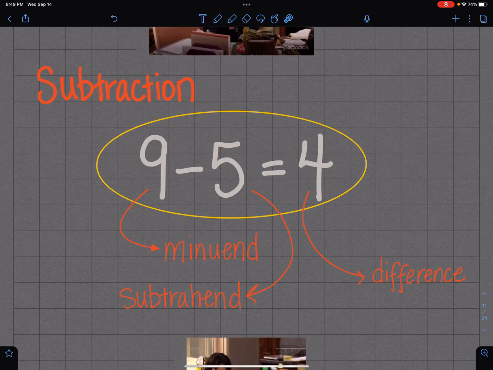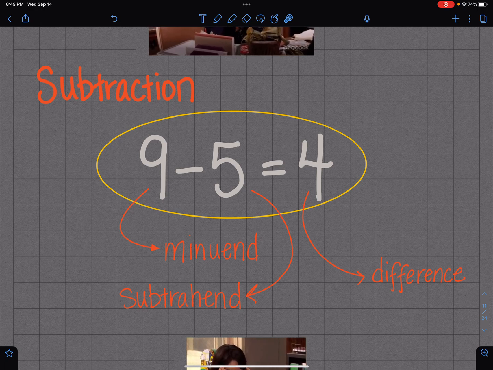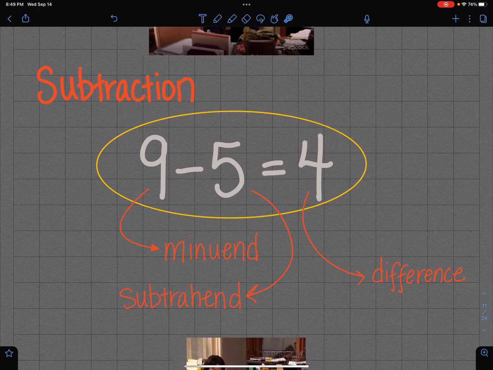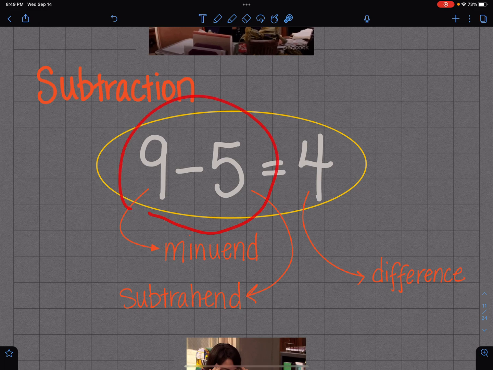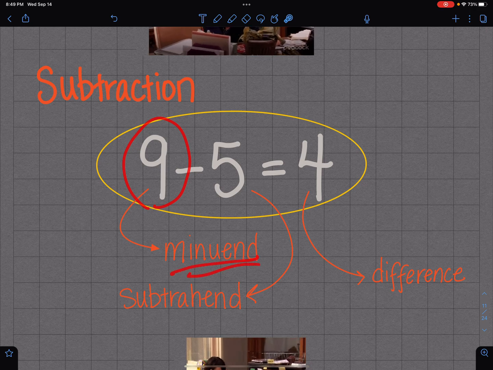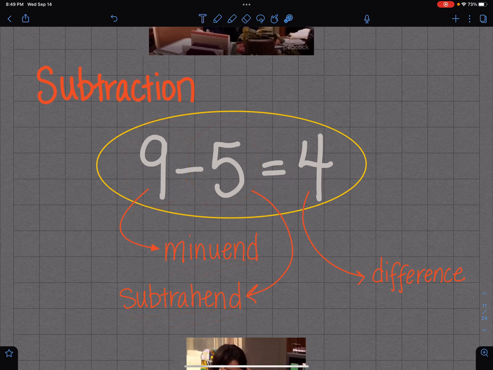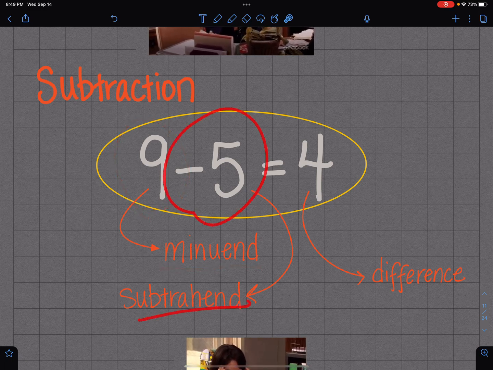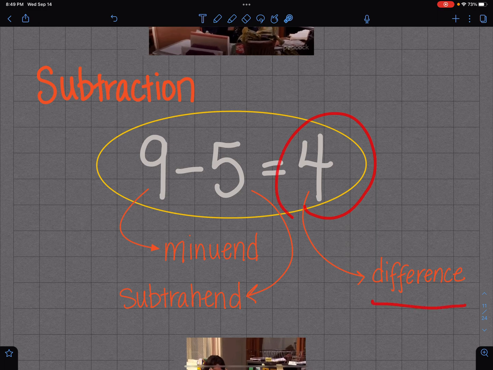Subtraction has some fancy words for the components of a subtraction problem. The first one, the big one, the thing you're subtracting from, is called the minuend. The one that is behind, the one you're taking away, is called the subtrahend. You need to know these. Minuend is the first one. Subtrahend is the thing you're subtracting. The answer is called a difference.